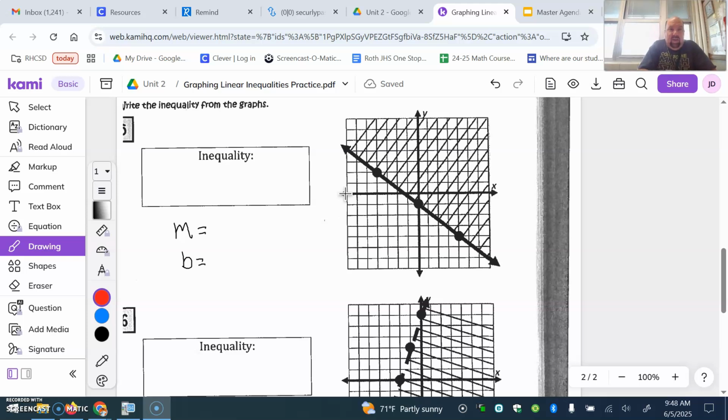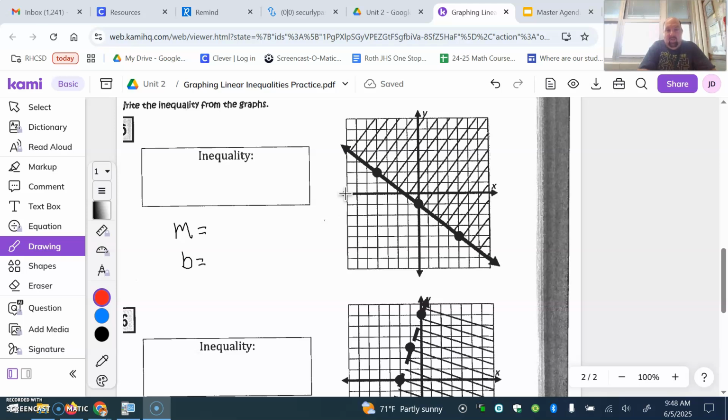Okay, let's get started. Now we're going to write the inequality from the graph, kind of going backwards from what we did on the other side. This is a really nice way to check and see if you understand it. If you think you know what to do, pause it and then start it back up so you can see what the answer is. I'm going to walk through the answer real quick.